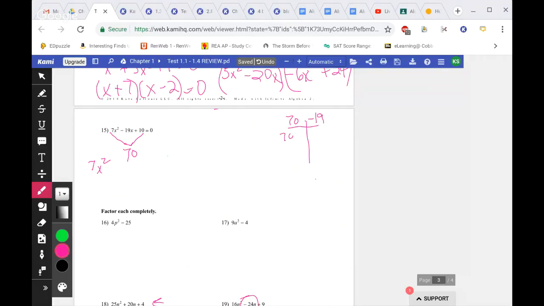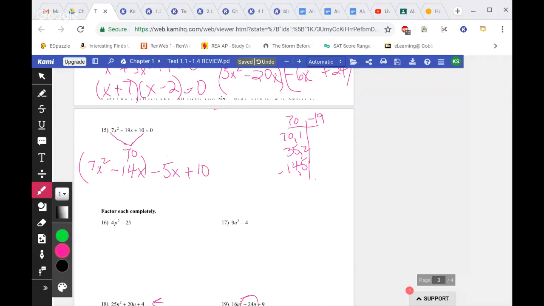So 70 and 1, that doesn't work. 35 and 2, that doesn't work. 14 and 5. Negative 14 and negative 5 work. So I've got minus 14x minus 5x plus 10.